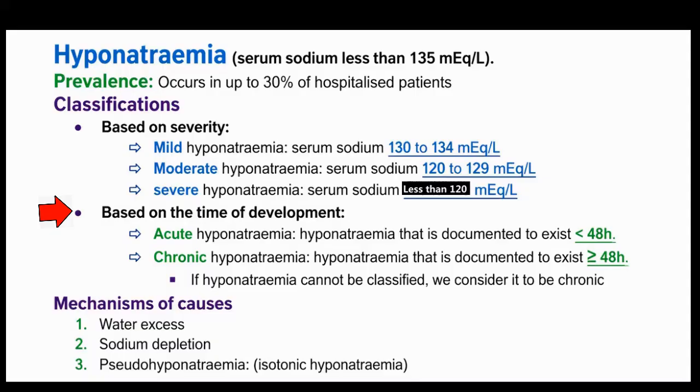In chronic cases, if we do not know how long the patient has had hyponatremia, we should consider it chronic until proven otherwise. This approach helps prevent overly rapid correction and reduces the risk of osmotic demyelination. Now that we've learned how to classify hyponatremia, let's move on to its causes.